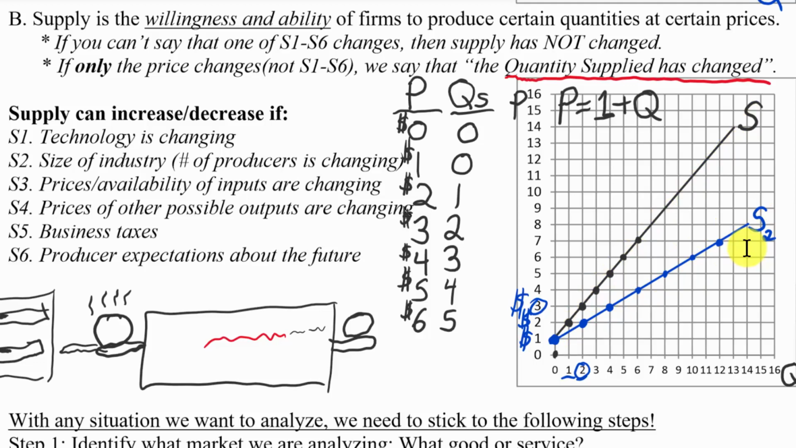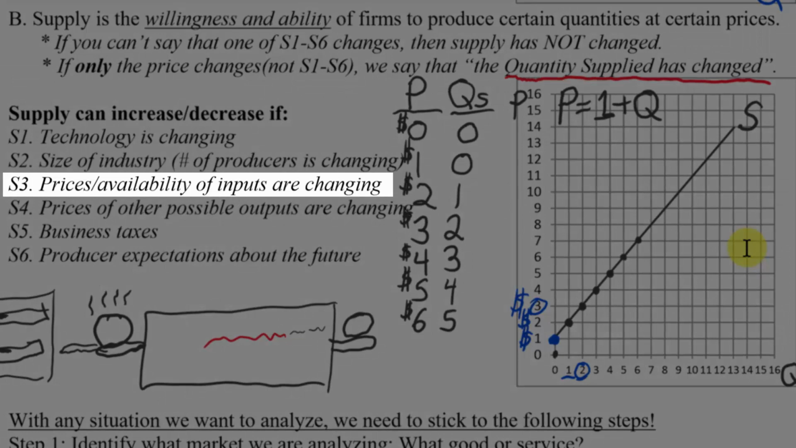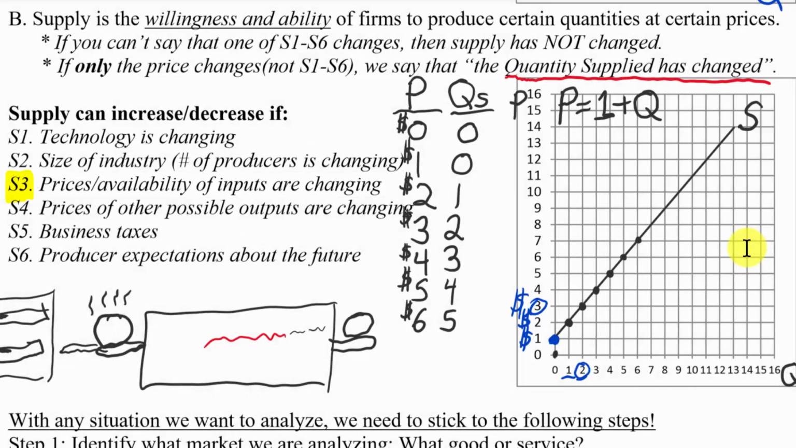So what else could cause our supply to change here? Item number 3, prices and availability of inputs are changing. So remember those inputs that we talked about in previous chapters: land, labor, capital, and entrepreneurship. If all of a sudden it costs us more for the capital, or more for the labor, or more for our raw materials, land, we're going to be less willing and able to produce. If the prices for our workers or their entrepreneurs or the prices for any of these inputs go up, this is going to cause a decrease in supply.